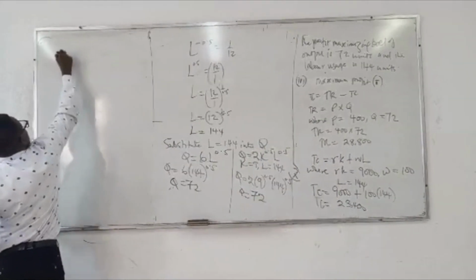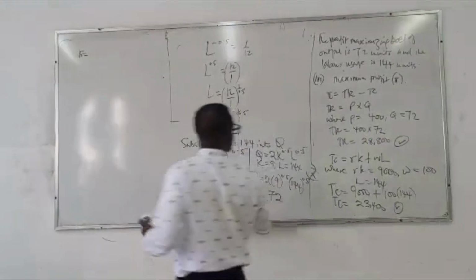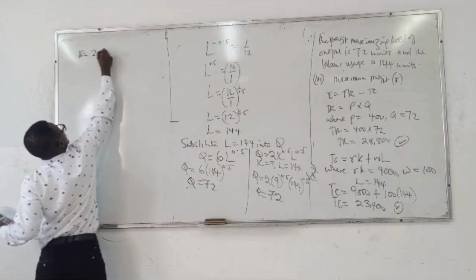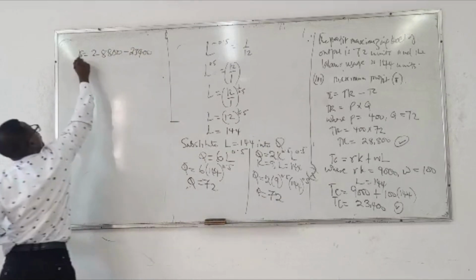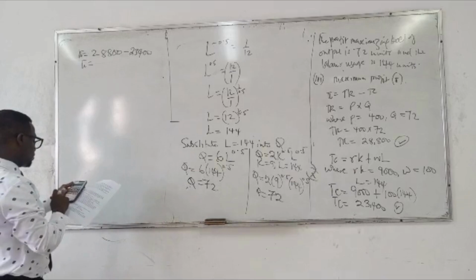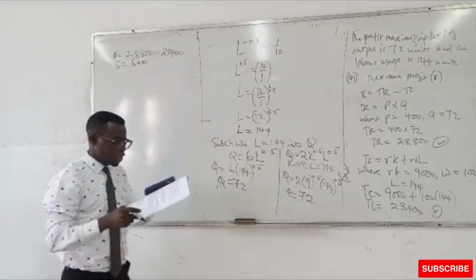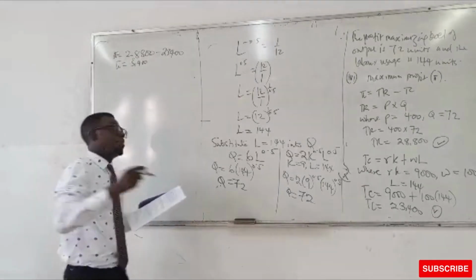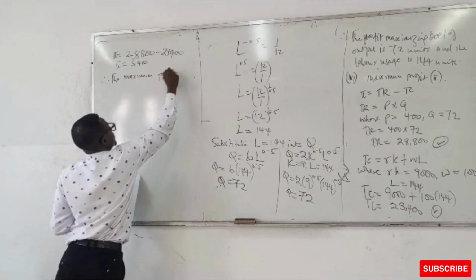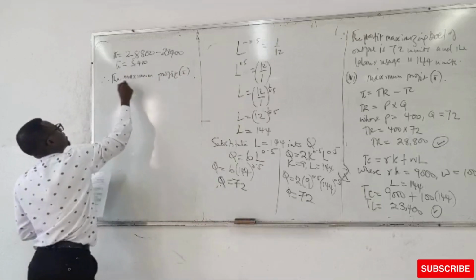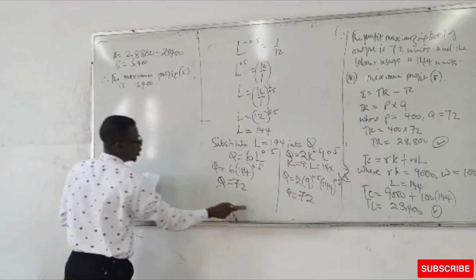So we've gotten our total cost and total revenue. Having gotten our total revenue and our total costs, what is the profit? Our profit function: what is total revenue? 28,800, and our total cost is what? 23,400. So what is the profit? 5,400. So the question says, what is your maximum profit resulting from your answer in II above? Therefore, the maximum profit is 5,400. I think it's in dollars. It's in dollars actually. So we should take it in dollars.